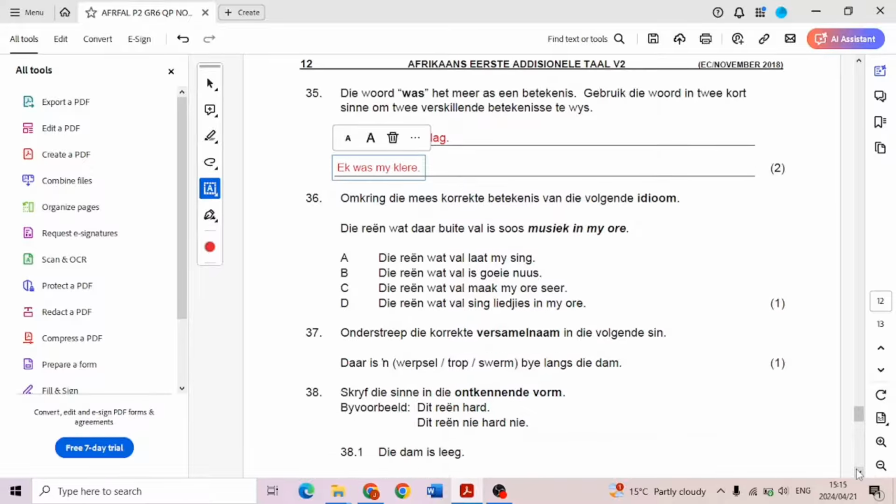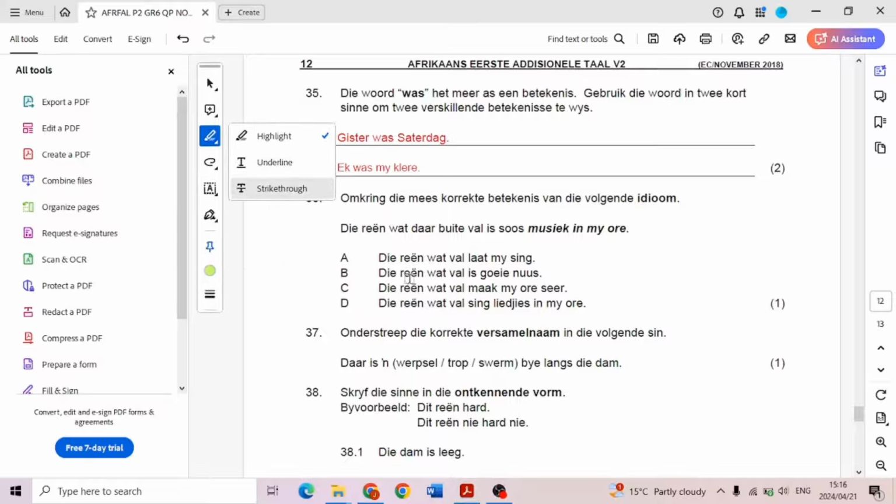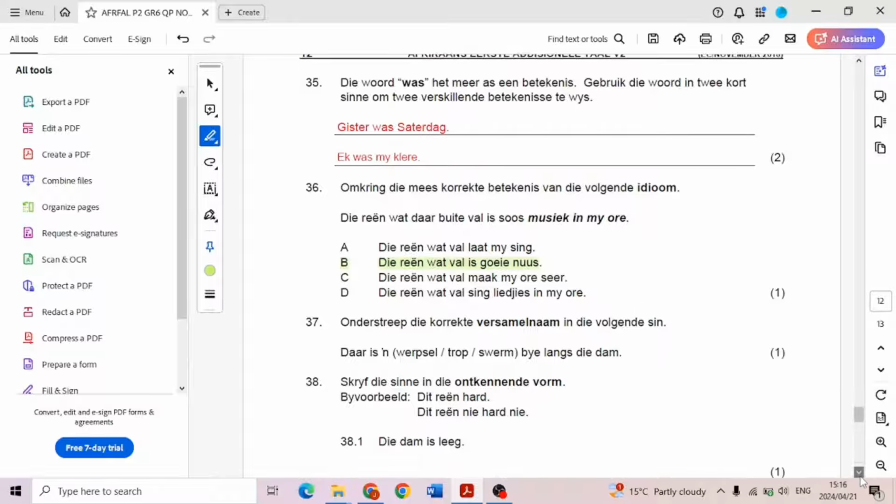Next. Omkring die mees korrekte betekenis van die volgende idiom. Die reën wat daar buite val is soos musiek in my ore. The rain falling is like music to my ears. So which one is right? Die reën wat val, laat my sing, no. Die reën wat val is goeie nuus. That's more likely. So when something is music to your ears, it means it's something you want to hear. C, die reën wat val maak my ore seer. That's not true. En die reën wat val sing liedjies in my ore. That's too literal. So the answer is B.